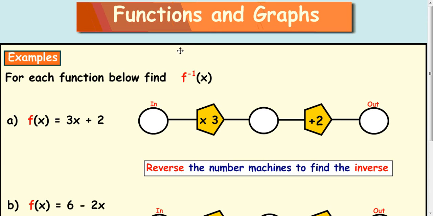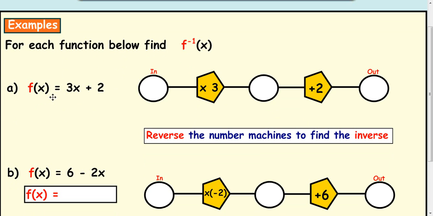In these examples, we're going to look at more complicated inverse functions and how to do them. So the first example here is f of x equals 3x plus 2. If you're struggling, draw a number machine out. So you would multiply by 3 first and then add 2. To reverse the process, you would take away 2 and then divide by 3, divide everything by 3. So you can either put the x minus 2 in brackets and divide by 3 or put a third. I prefer to put a third in the front, but it doesn't matter what way you do it.